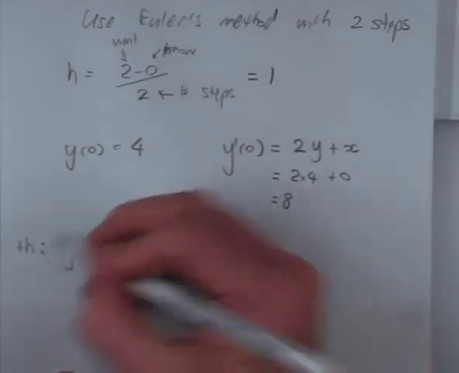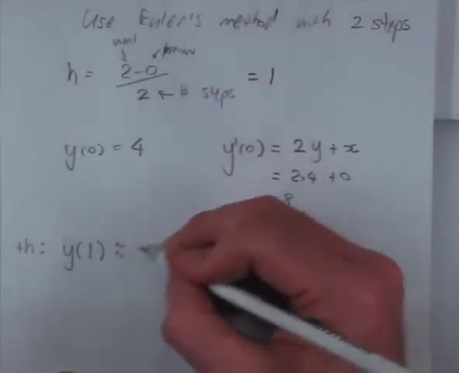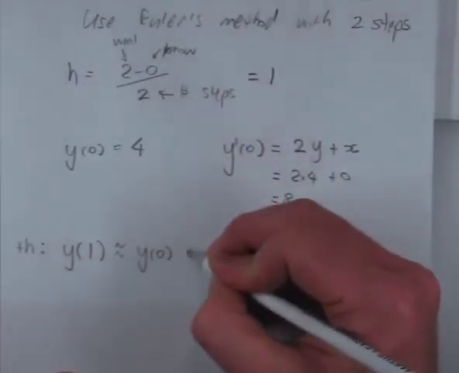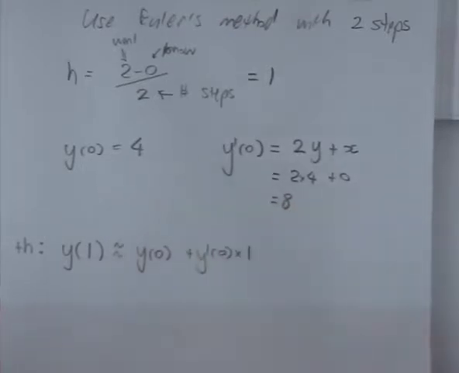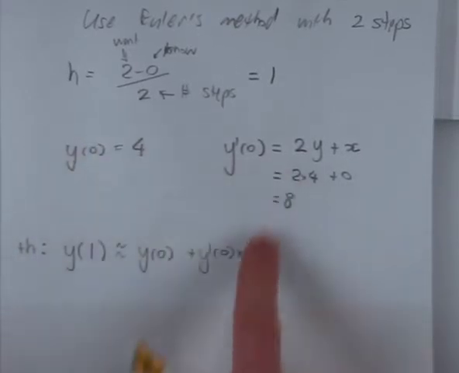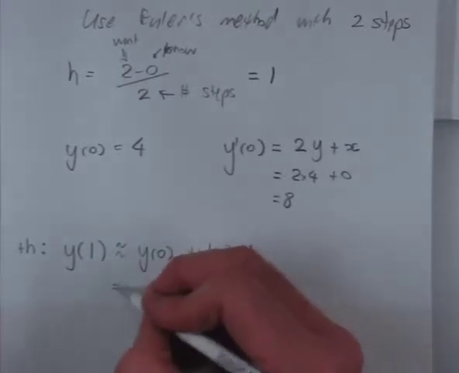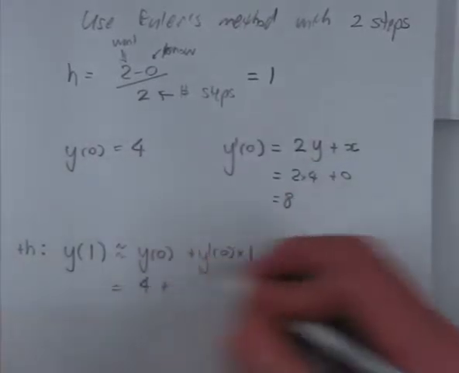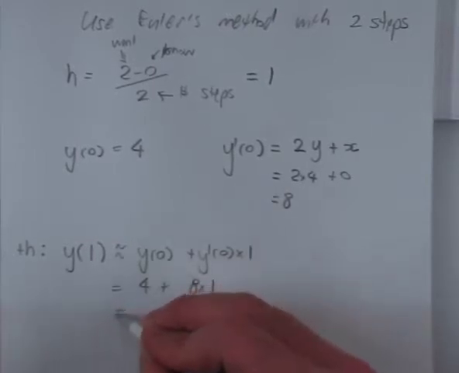Okay. So y of 1, according to this formula, is approximately equal to y of 0 plus y dashed of 0 times the h. So we go to the previous step and we use y of 0 and y dashed of 0 and the h that we've gone, and we figure out what that is. So y of 0 is 4, y dashed of 0 is 8, and so I get 12.